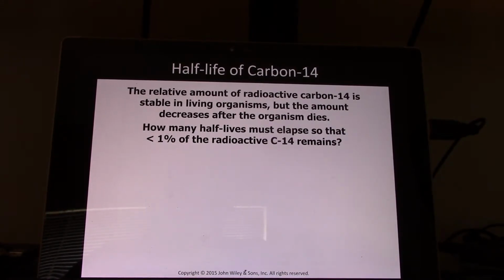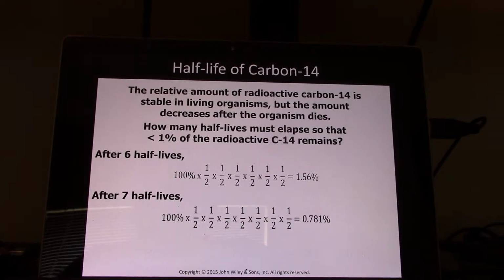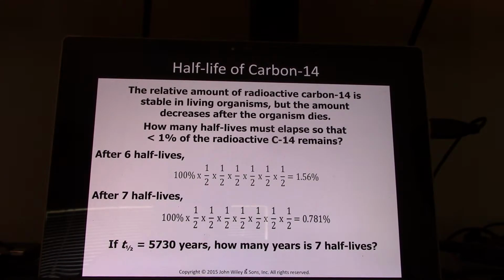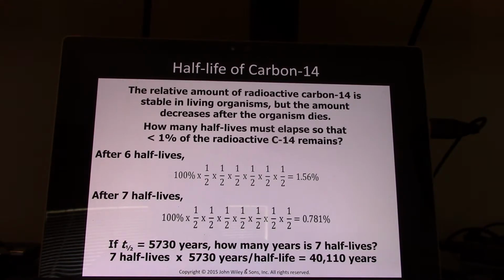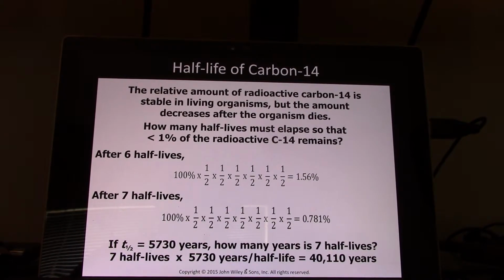So how many half-lives must elapse so that only 1% of carbon-14 remains? Well, after 6 half-lives, you have 1.56% of what you started with. After 7 half-lives, you have 0.781% of what you started with. So if the half-life is 5,730 years, how many years is 7 half-lives? Well, 7 times 5,730 gives us 40,110 years. So after 40,110 years, you have less than 1% of the radioactive carbon-14 in a biological organism as when it died.